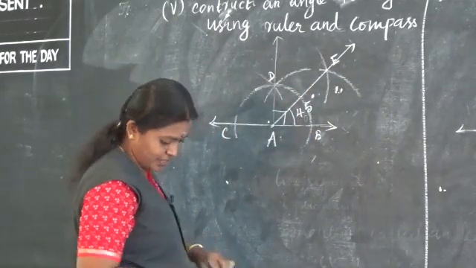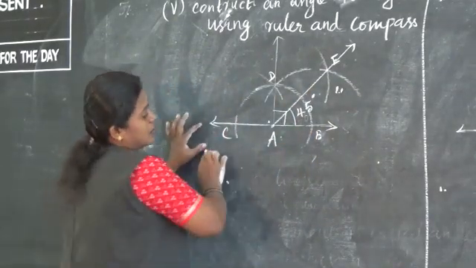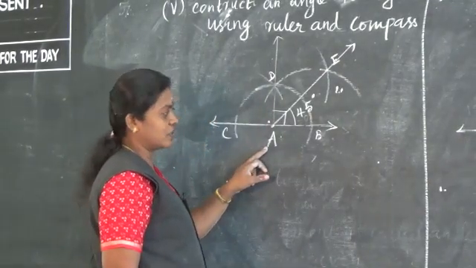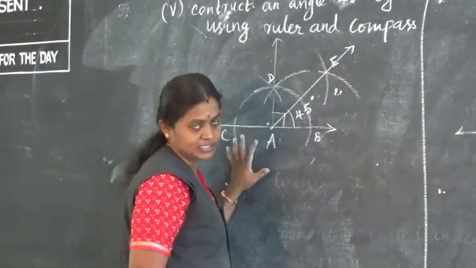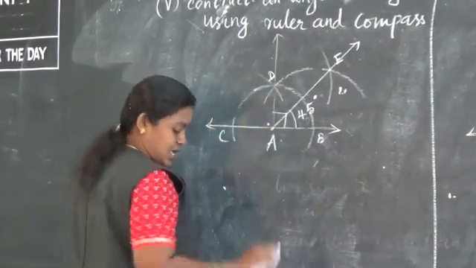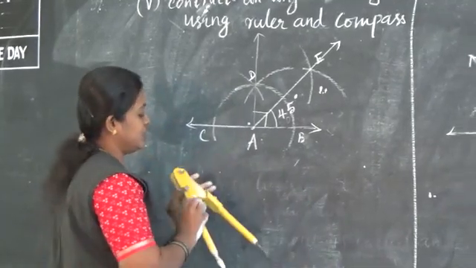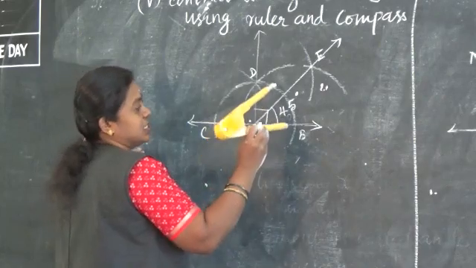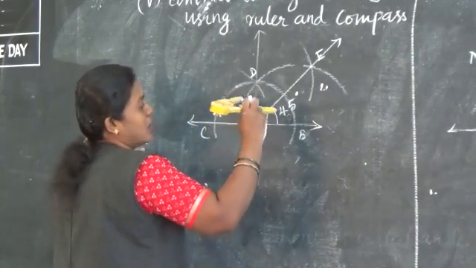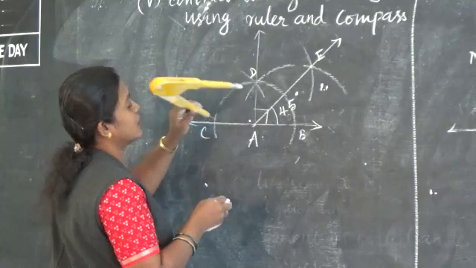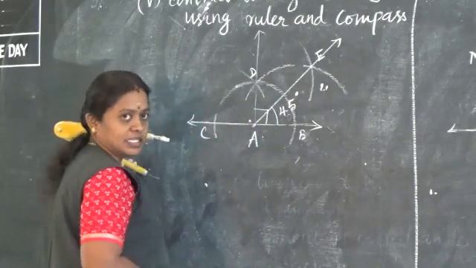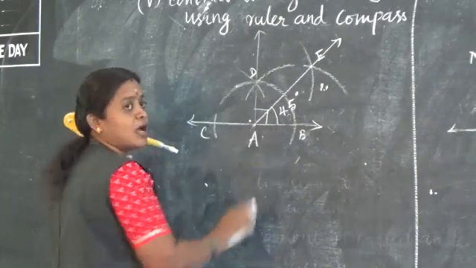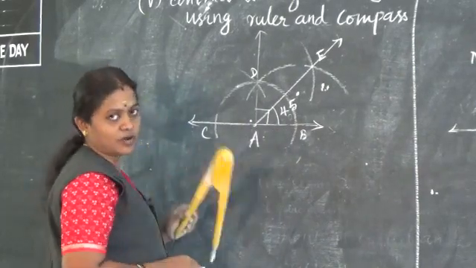For this alone we need, this is 45 degree. How to draw? Draw a line, mark a point A on it. After that you have to draw 90 degree. How to draw? A as a center, any convenient radius, draw the arc. After that B as a center, draw the arc, and C as a center, draw the arc. Two arcs, it cuts at D. Now you can join the line, it is 90 degree. By using the angle bisector, we will get 45 degree.